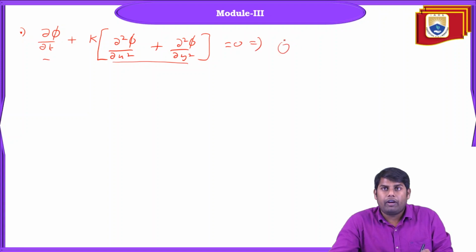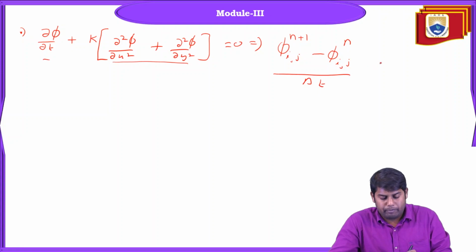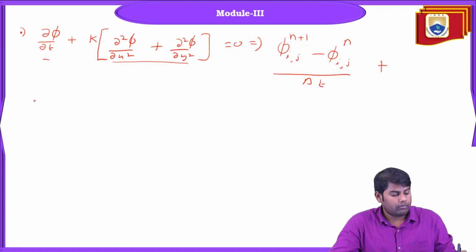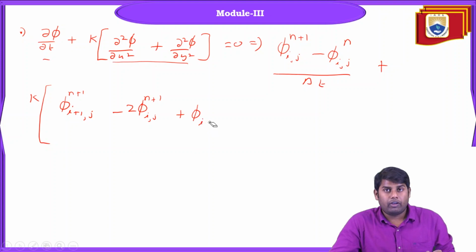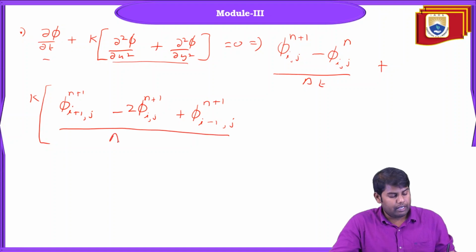That will be phi of i, j to the power of n plus 1 minus phi of i, j to the power of n divided by delta t, which is again plus, so we'll write the continuation here, k into, the term which is changing is here: phi of i plus 1, j to the power of n plus 1 minus 2 phi of i, j to the power of n plus 1 plus phi of i minus 1, j to the power of n plus 1 divided by delta x square.